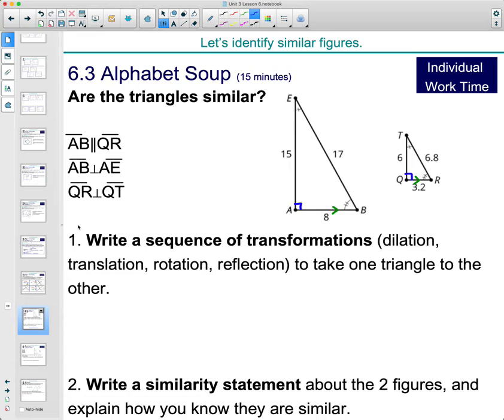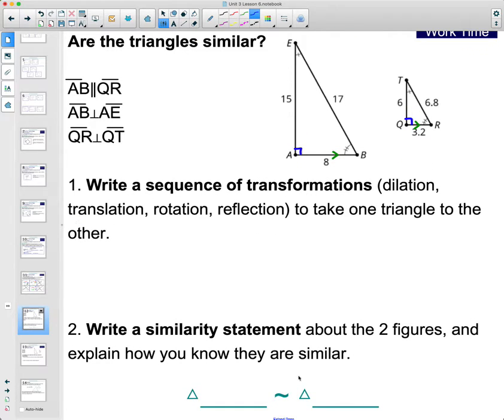A similarity statement looks like this. It's like a congruent statement, except it doesn't have the equal sign under here because they're not equal in length. They're just similar. The sides are proportional. They can dilate to one another. So write a sequence of transformations that would take one triangle to the next, then write a similarity statement. You can pause the video while you do that and then come back.